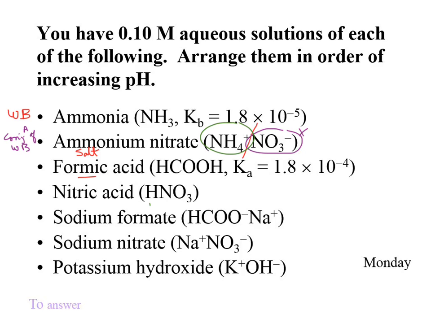Looking at the next one, formic acid. Looks like it could kick off a proton, definitely. I'm going to put weak acid there. We could find formic acid in our Ka tables for weak acids. Nitric acid, okay, that is one of the biggies. That's a strong acid. So that's really going to probably be at the top, with our lowest pH.